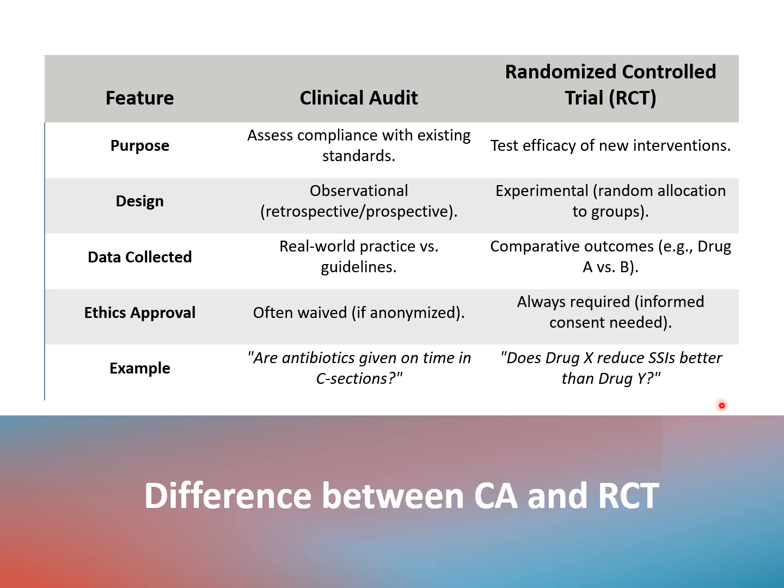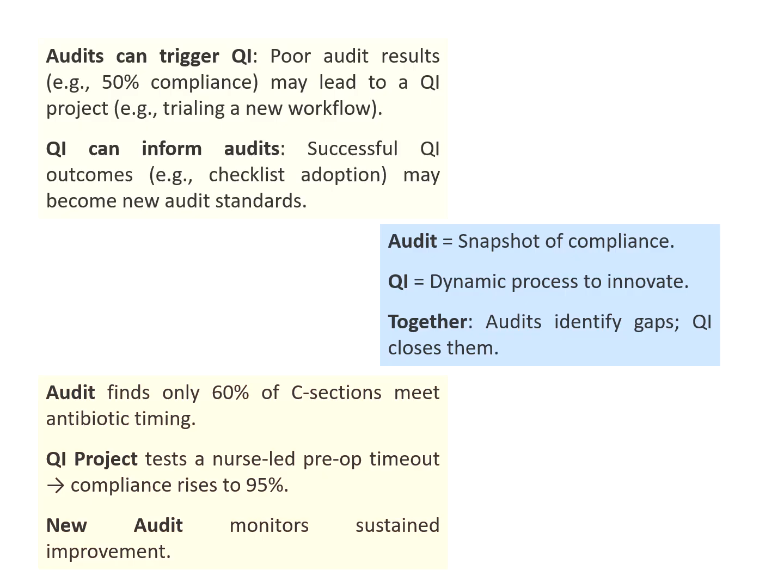So drug X may be any drug that we are going to check whether it reduces surgical site infection better than drug Y. But in this case, we are checking whether antibiotics are given on time in C-sections or not. So there is a difference in the question driving that activity, whether a clinical audit or an RCT.